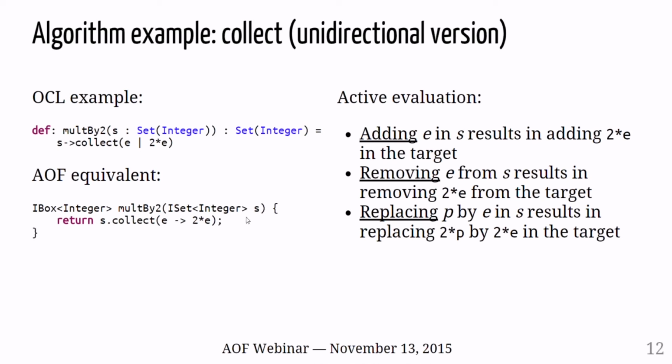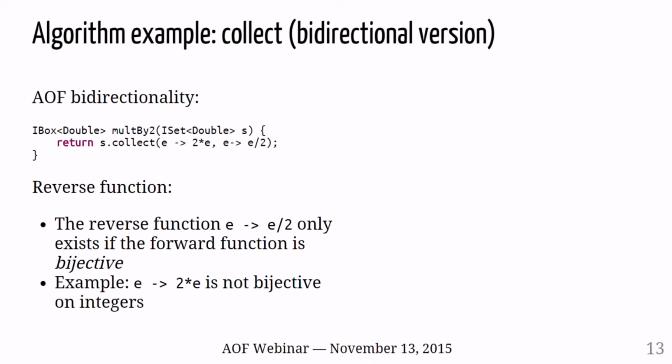So how does this work? Well, when you add an element in the source set, of course, we can compute the double of that element, and we can add it in the target. If you remove an element from the source, we just remove its double from the target as well. And if you replace an element, we replace the double of the old value by the double of the new value. So this is basically what happens, but you don't have to care about the algorithm details because they are abstracted out by this collect function.